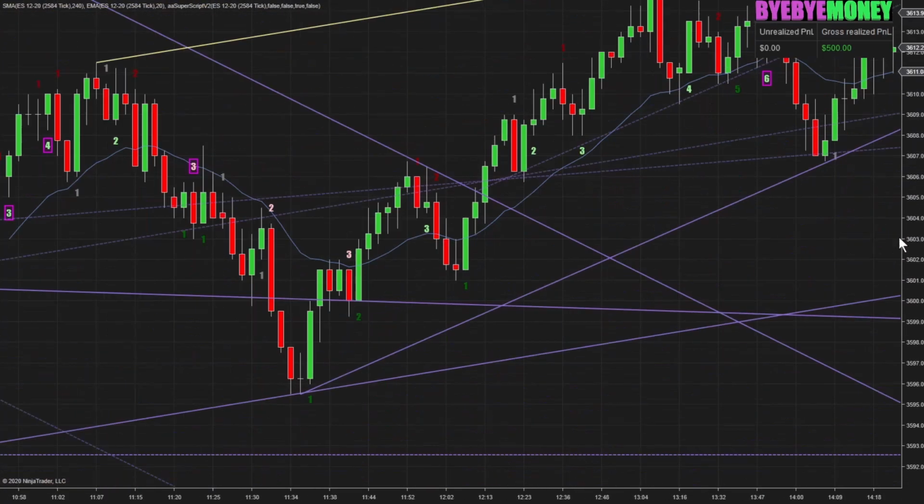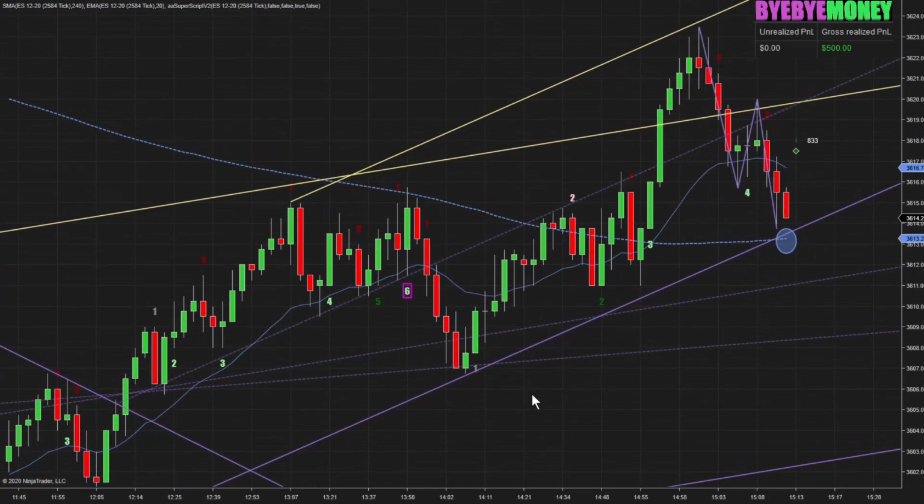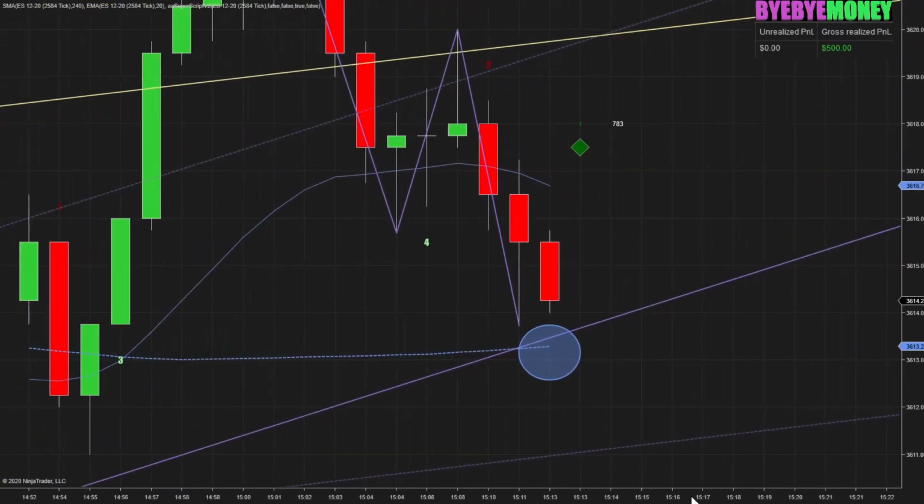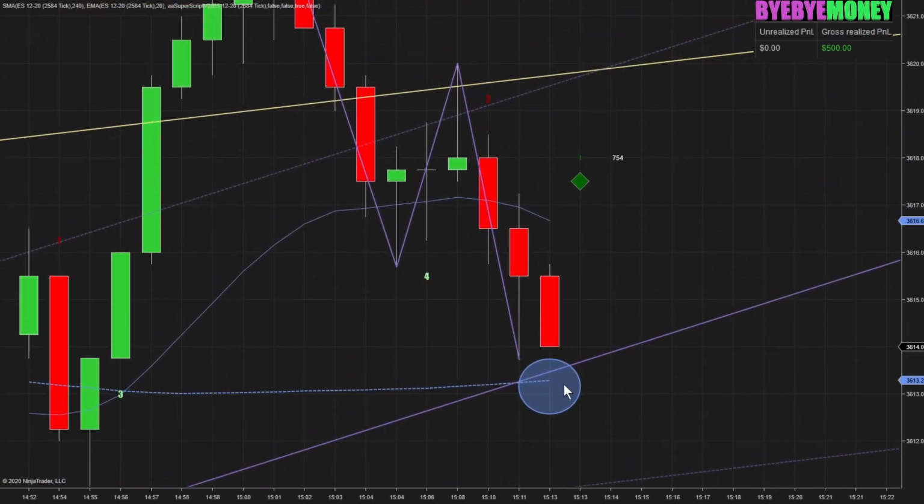This trend line is created by this pivot, trend line here. Okay, hit the trend line. Will it find support here? We need a good signal bar now.